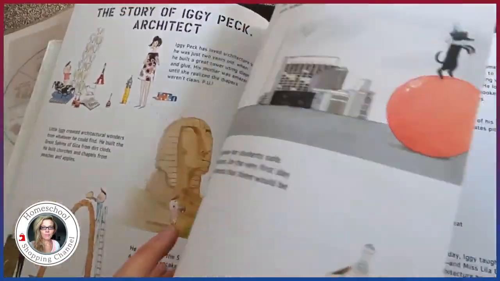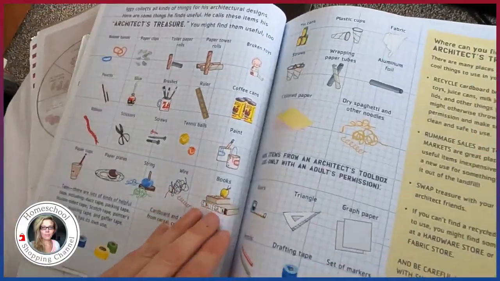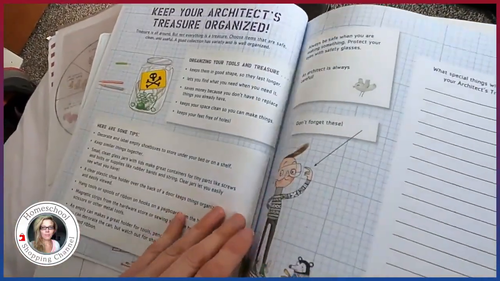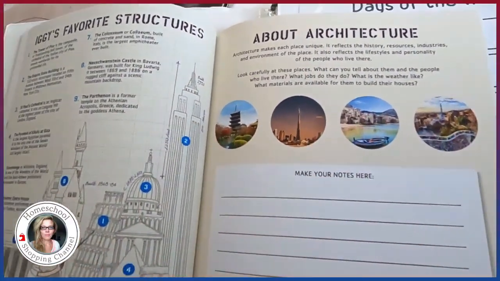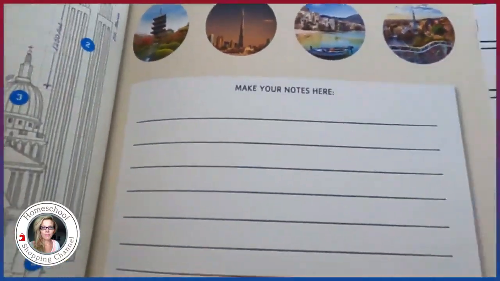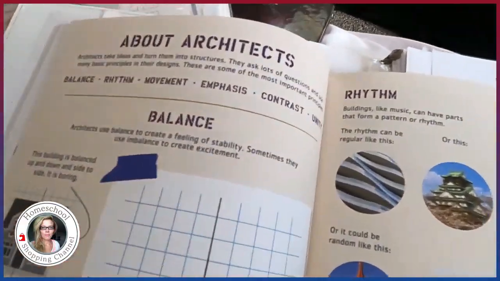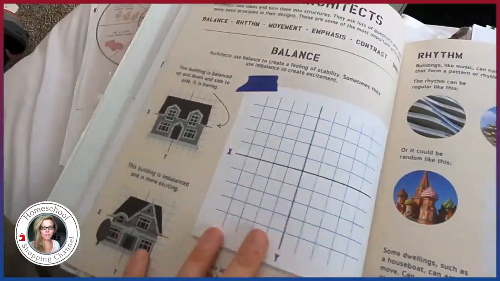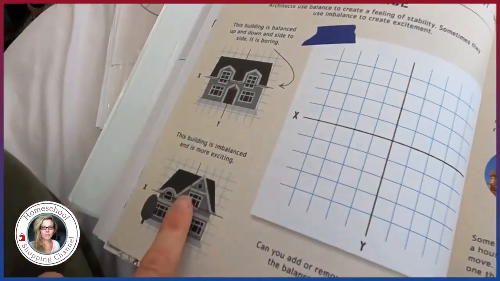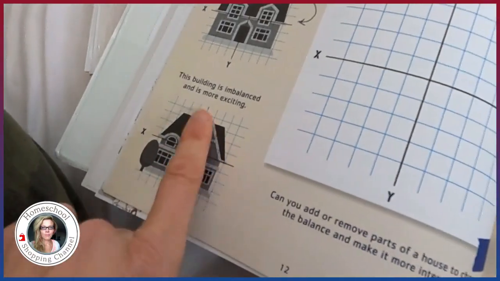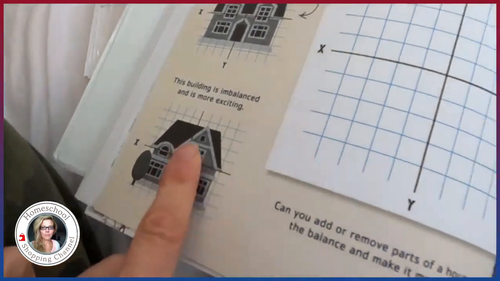The book is better, but this is a version of it in the beginning of the book. And then it has an architect's treasure, how to keep your architect's treasure organized, favorite structures of Iggy. So this book is about architecture. So architecture makes each place unique. That's not that exciting, but as I was going through, it talks about different elements of architecture. So for example, balance. This building is balanced, but if you want to make the building more exciting, you would make the view of it, not the actual structure, imbalanced to make it more exciting.